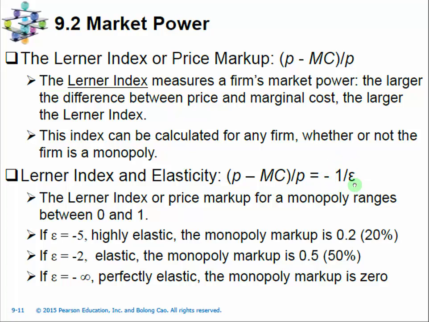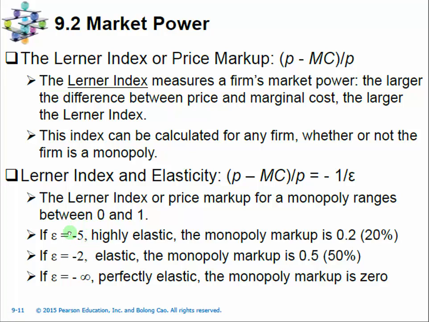Secondly, because epsilon itself in absolute value is higher than 1, 1 over epsilon in absolute value will be lower than 1, and it's a positive number, so the Lerner index itself for a monopoly will be between 0 and 1. Now let's look at some concrete numerical examples.